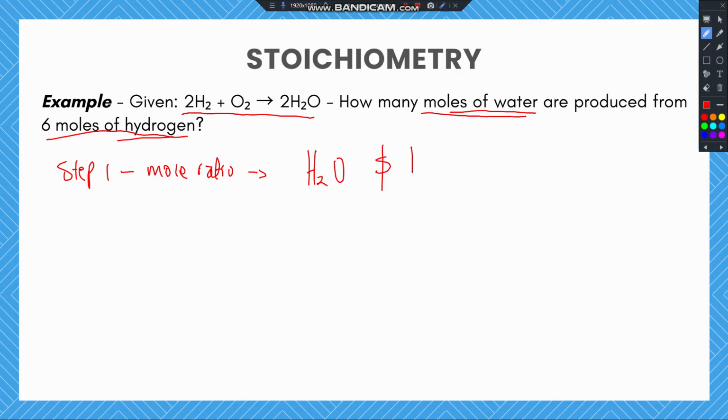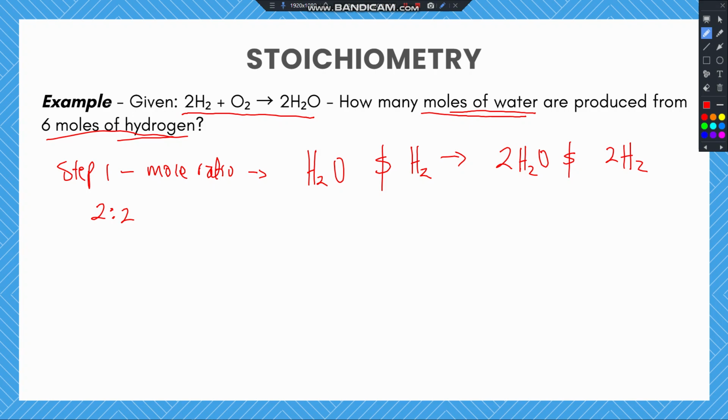Well, the first thing is to get our point of reference. The question says how many moles of water. So the first thing we're dealing with is water, H2O, and are produced from 6 moles of hydrogen. The next thing we're dealing with is hydrogen, H2. So let's get to see the equation and extract them. From the equation, H2O is 2H2O and hydrogen, H2, is 2H2.